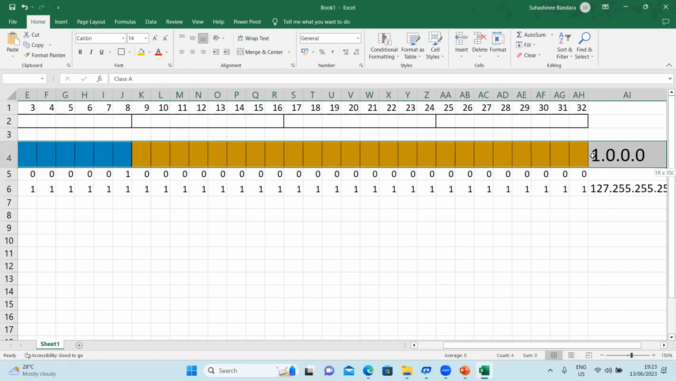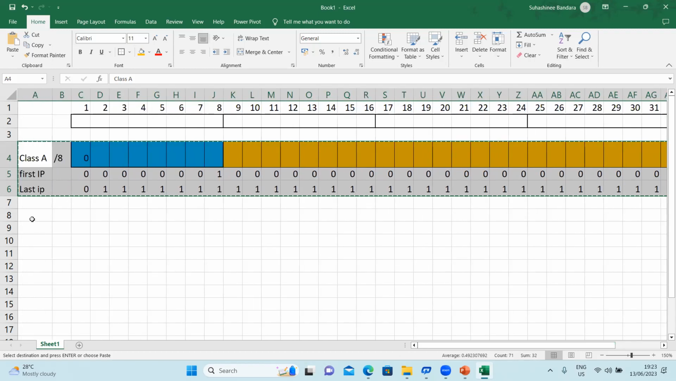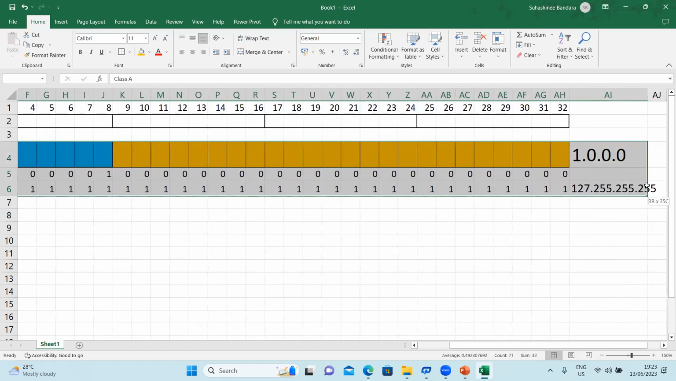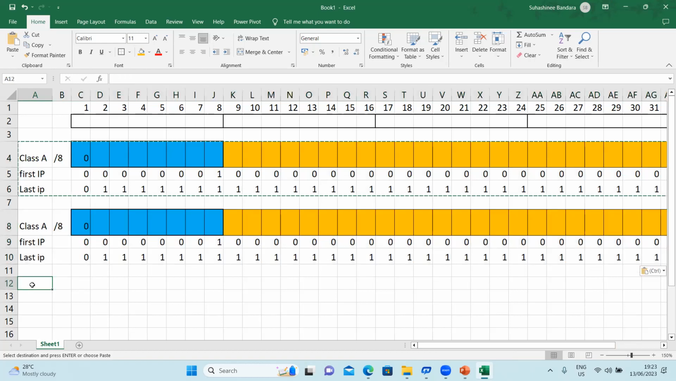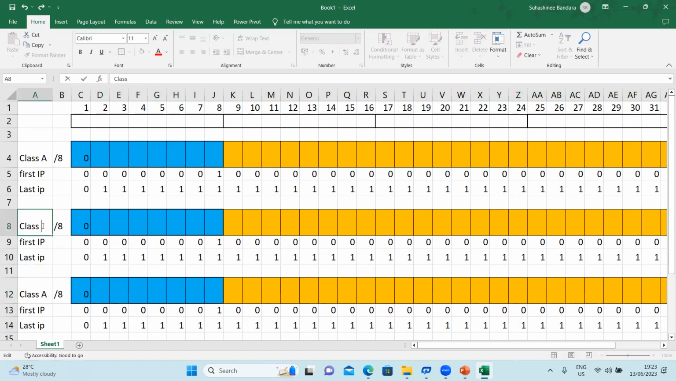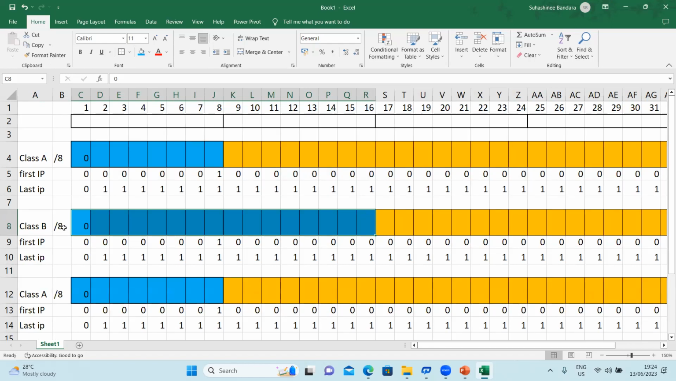Okay, shall we try class B also? I'll copy paste. Okay. If it is class B, what is the slash number? How many octets are taking for the network prefix? There are 2 octets for the network prefix. Blue color means 2 octets. That means 16 bits belong to the network prefix.